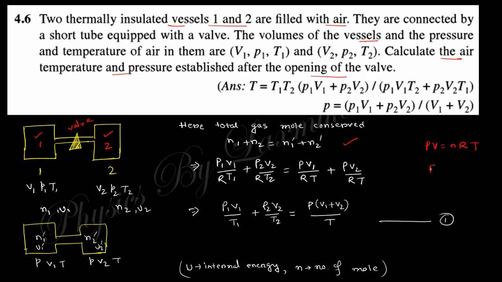So what is the value of n? n equals pv by RT. So p1 v1 by RT1, and p2 v2 by RT2. Similarly for this one, p v1 by RT and p v2 by RT. You can see R cancels out everywhere, and the rest is p1 v1 by t1 plus p2 v2 by t2 equals p times v1 plus v2 by t, right?